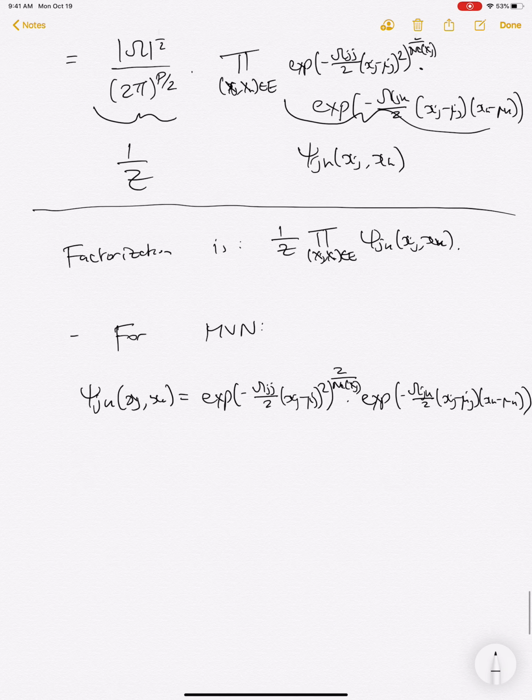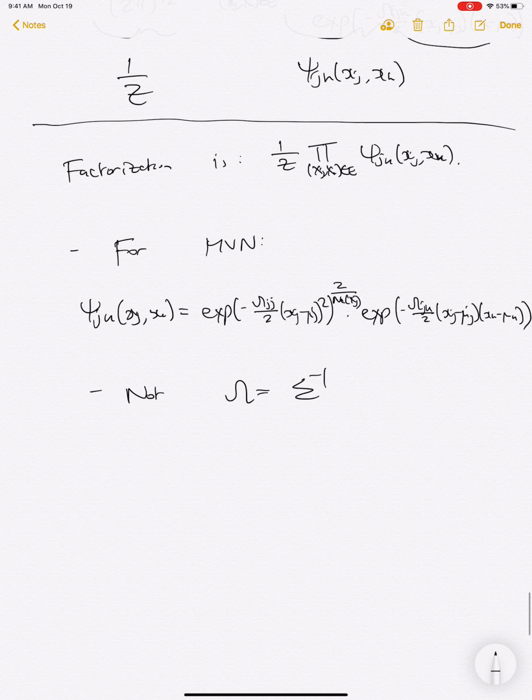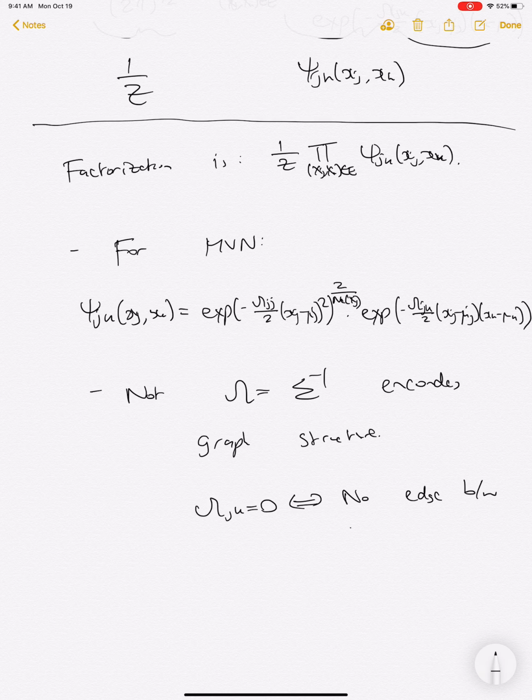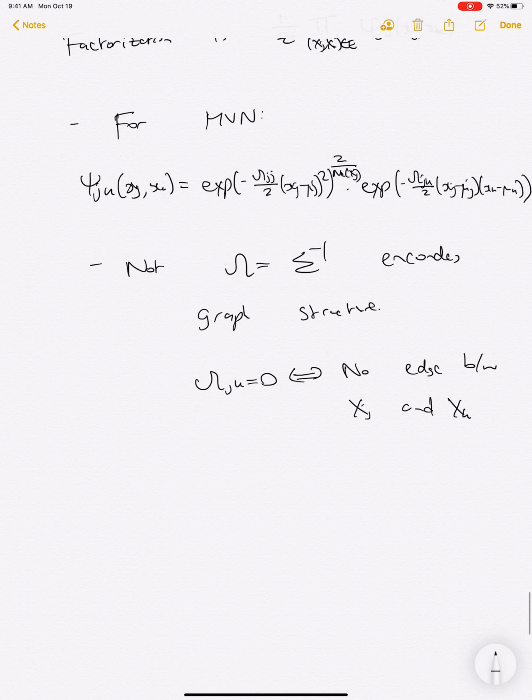And if you look at these c xjk's, they're equal to exp of, okay. And the other thing to note is that if you look at the inverse of this covariance matrix, this is what encodes the graph structure. So omega jk is equal to 0 if and only if no edge between xj and xk.